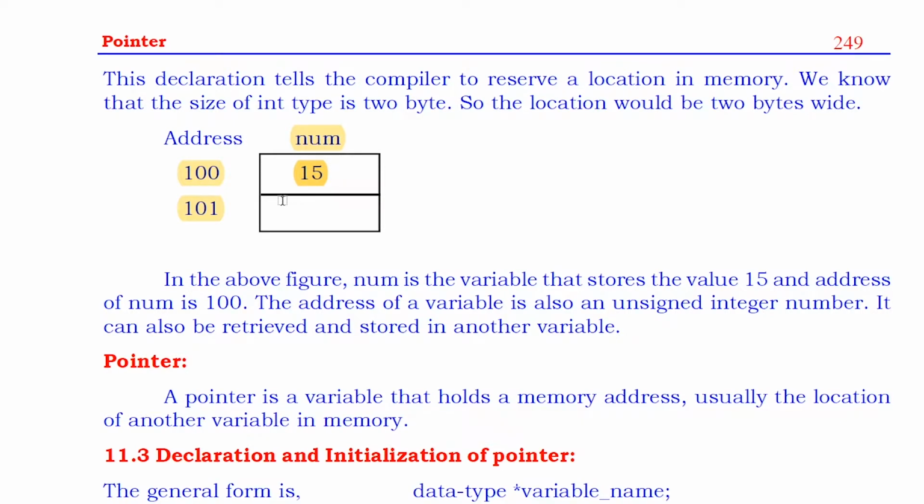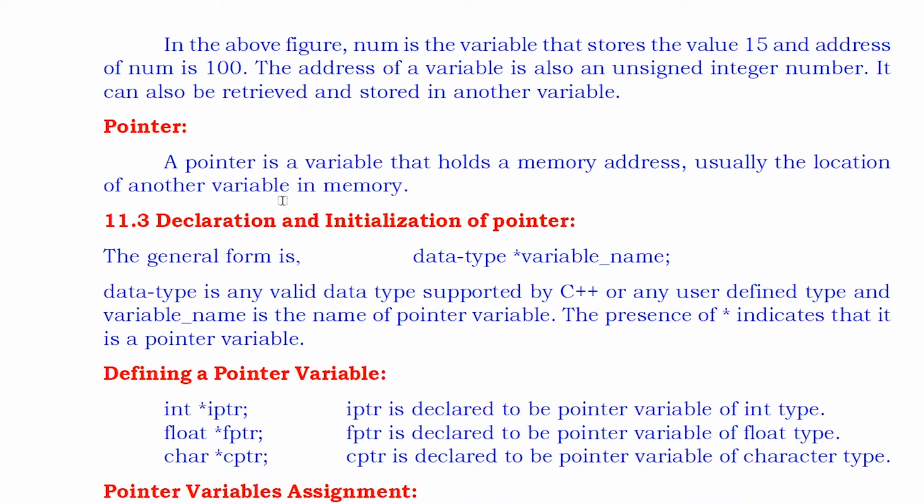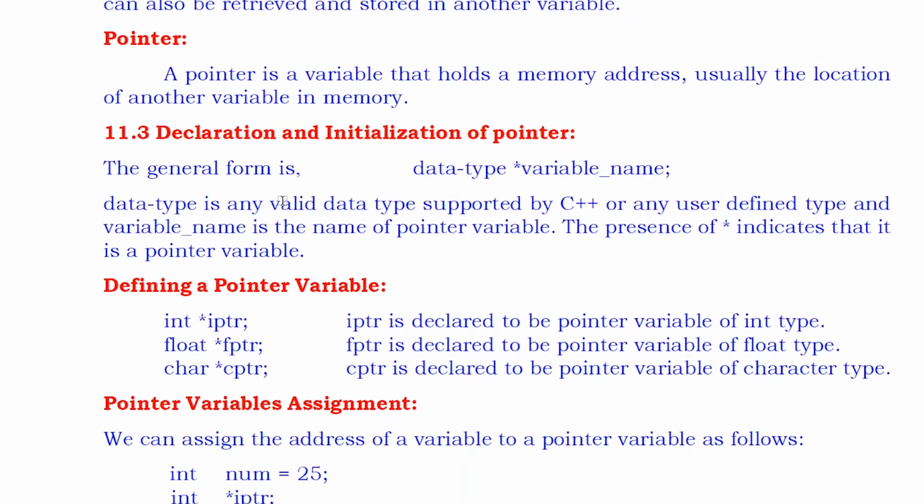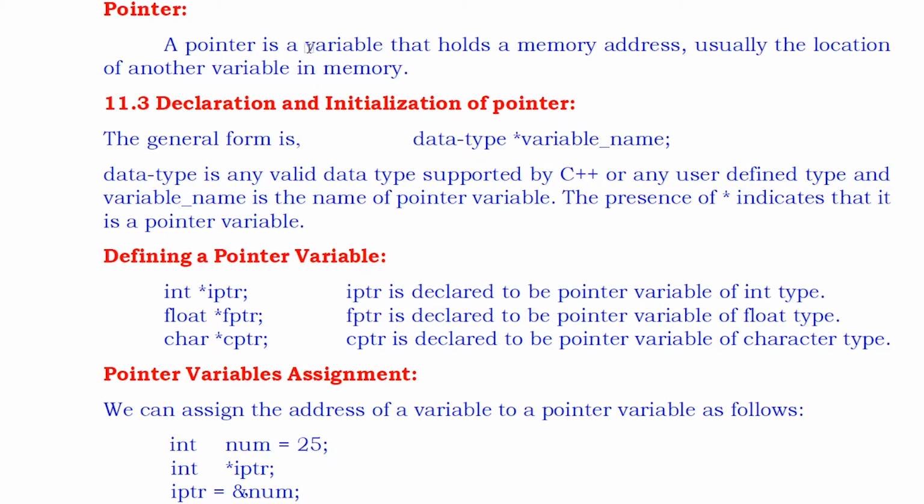So now let us come to the definition of a pointer. I have already shown the beginning diagram. So what does a pointer mean? A pointer is a variable. Like other variables, it's also a variable, but instead of storing values, it stores the memory address of another variable. Pointer is a variable which contains the memory address of another variable. That is what we call a pointer.